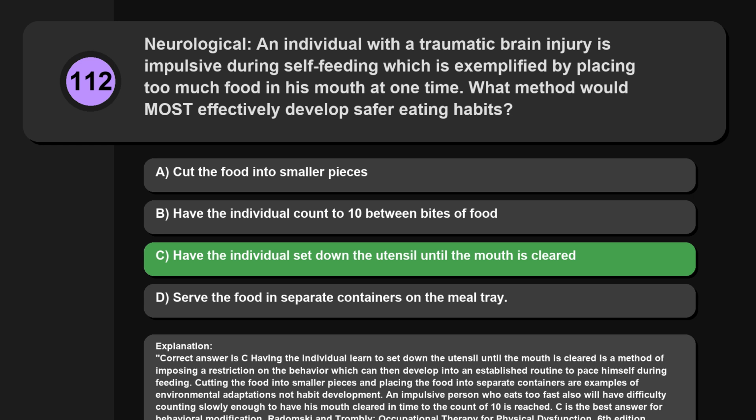Correct answer is C. Having the individual learn to set down the utensil until the mouth is cleared is a method of imposing a restriction on the behavior, which can then develop into an established routine to pace himself during feeding. Cutting the food into smaller pieces and placing the food into separate containers are examples of environmental adaptations, not habit development. An impulsive person who eats too fast also will have difficulty counting slowly enough to have his mouth cleared in time before the count of 10 is reached. C is the best answer for behavioral modification. Radomski and Trombly, Occupational Therapy for Physical Dysfunction, 6th edition, Chapter 29, Optimizing Cognitive Abilities.